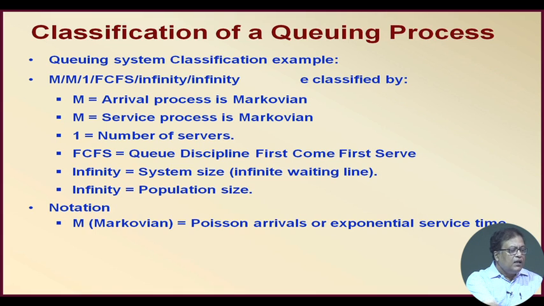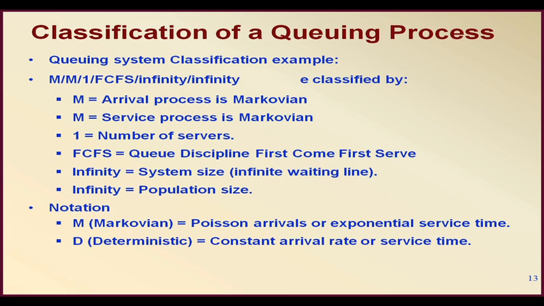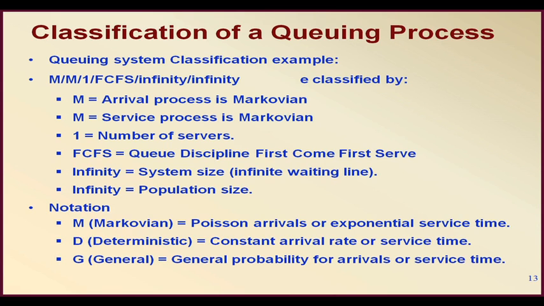The notation M stands for Poisson arrival or exponential service time. There could be others like D for deterministic, constant arrival rate or service time, or G for general, a general probability distribution for arrival or service time. So, this is about the introduction. We stop here, and from our next class we will see the details. Thank you.